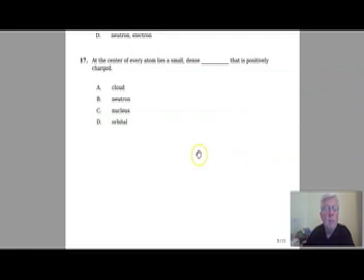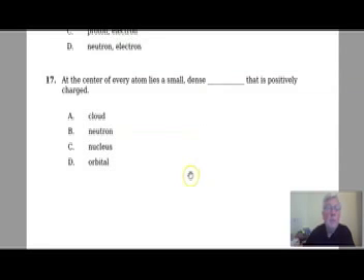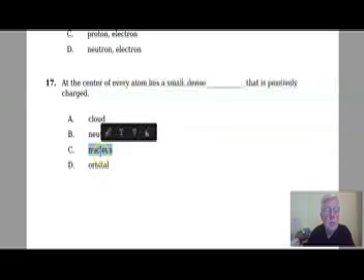At the center of every atom is a small, dense blank that is positively charged. No matter how many neutrons there are, this dense nucleus is positively charged. At the center of every atom lies a small, dense nucleus. Now, I could see that you might say a small, dense proton that is positively charged, but proton is not the right answer, and it's not one of these answers, so you couldn't choose it anyway. The best answer is nucleus.